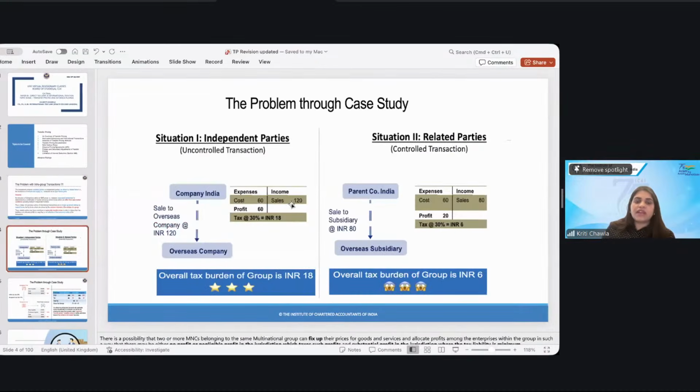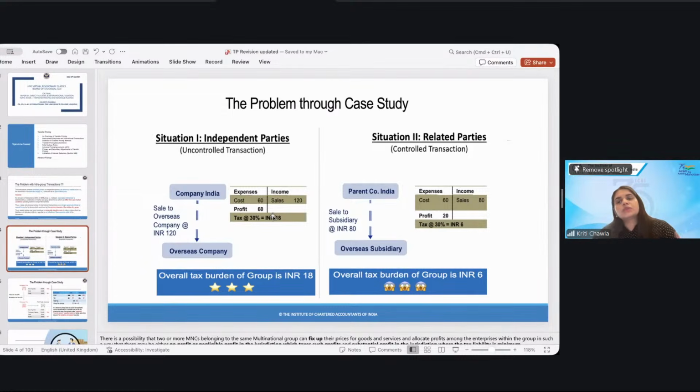So this is the reason we have 120 rupees. So they sell at 120 rupees. The cost of manufacturing the pen was 60 rupees. So the profit that they have now is 60 rupees right here. Now tax is at the rate of 30%. So tax becomes 18 rupees. Tax at the rate of 30% on 60 rupees becomes 18 rupees.